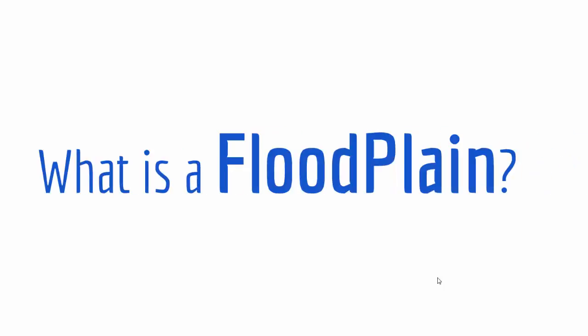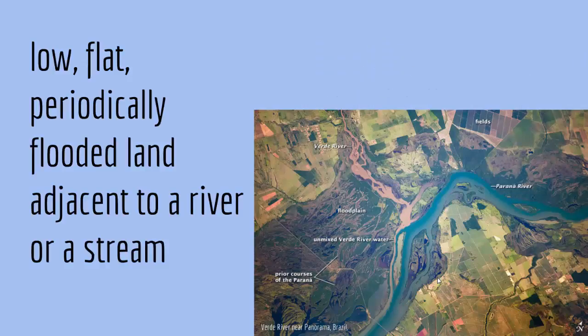So what is a floodplain? Well, a floodplain is a low, flat, periodically flooded land adjacent to a river or a stream. So when we have a stream and water goes into the stream as a flow, when flooding happens, the excessive water in the stream or the channel goes to a low, flat land. And this land is called a floodplain.